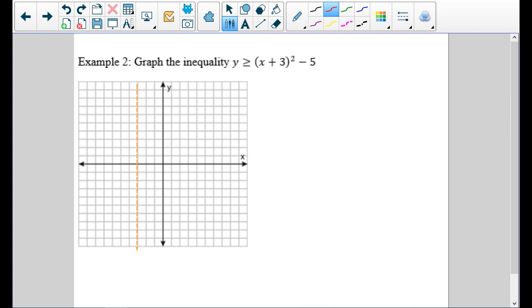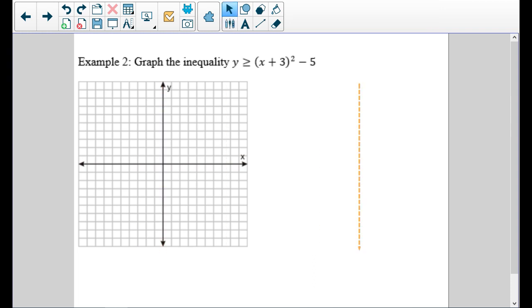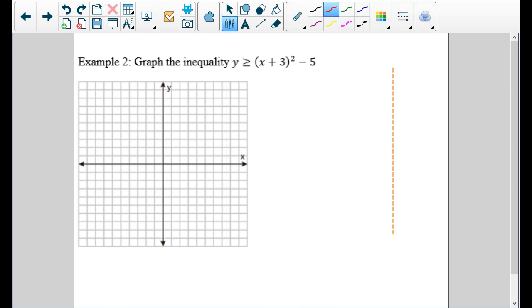Let's take a look at one more. So find the graph of the inequality. So let me get rid of this. Again, it's in vertex form, so I don't really have to plug it in. I can get a lot of that information here. So my vertex is negative 3, negative 5. Again, looking here, h and k, right?